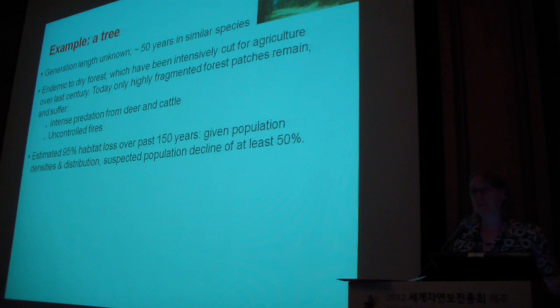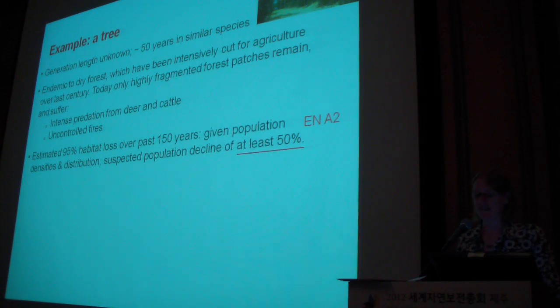So in general, the forest area has declined by 95%. This tree makes up some of that habitat, so it makes up some of its own habitat basically. But for this particular species, given that 95% habitat loss, they suspect that the population decline is about 50%, or at least 50%.